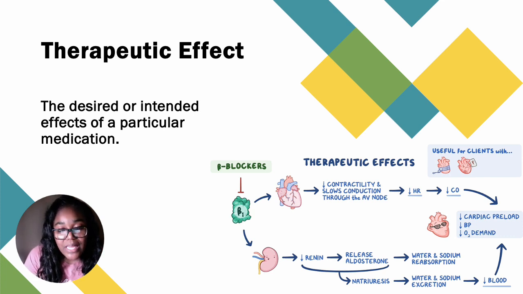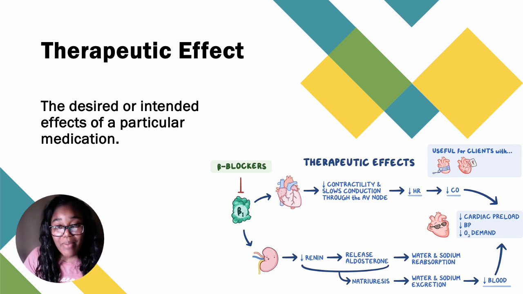So the beta 1 receptor is very specific to the heart, and the therapeutic effects that we're looking at is that it slows down contractility, it decreases it actually, and it slows down conduction through the AV node, which ultimately leads to a decrease in heart rate, a decrease in cardiac output. It also helps with a decrease in cardiac preload, which ultimately decreases our blood pressure and it decreases our O2 demand. This beta 1 receptor is also located on our kidneys.